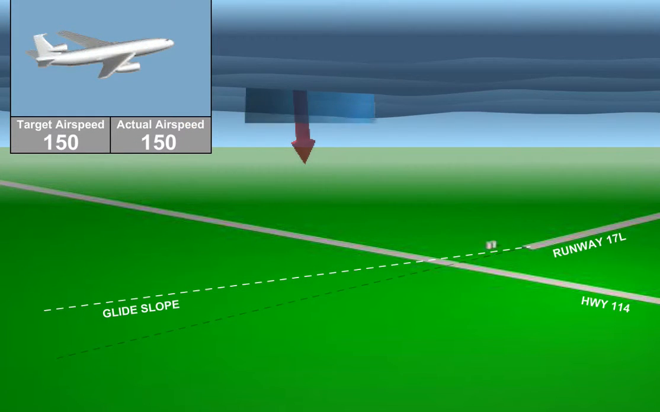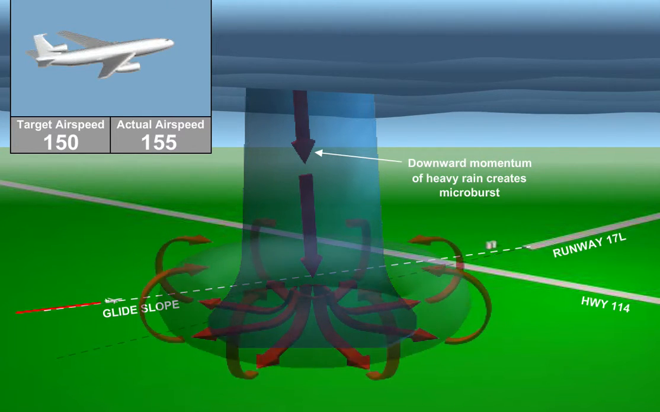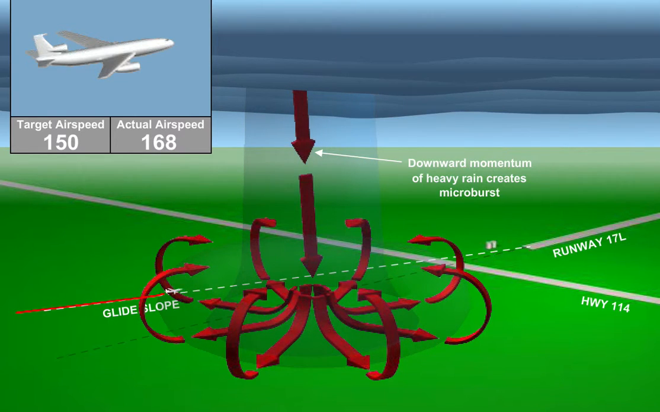The target approach airspeed for Flight 191 was 150 knots. At approximately 1,000 feet, Flight 191 experienced the northern gust front of what would later be determined to be a 2-mile diameter downburst or microburst. This outflow from the microburst provided a headwind increase and was experienced by Flight 191 as an increase in airspeed, requiring the pilot to reduce the throttles to near flight idle in an attempt to preserve the target approach speed.